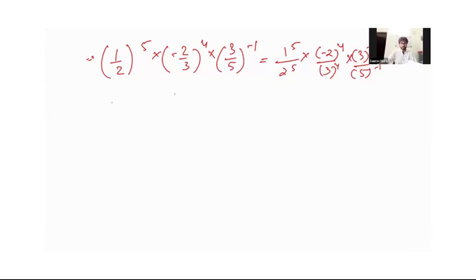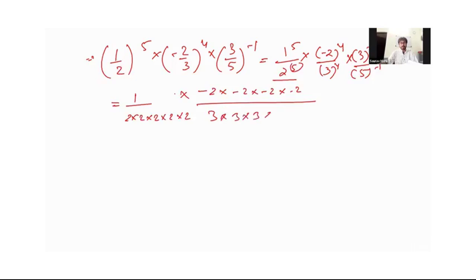So 1 to the power 5 is 1, by 2 to the power 5, just write 2 to the power as it is. So minus 2 to the power 4 means, okay, you can write it in split form, it will be easy. Since 2 to the power 5 means 2 into 2 into 2 into 2 into 2. Since the power is small, we can open it. So minus 2 to the power 4 means minus 2 into minus 2 into minus 2 into minus 2 upon 3 into 3 into 3 into 3.